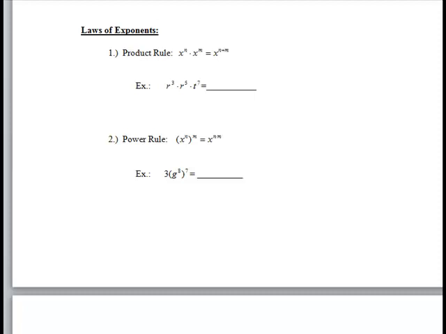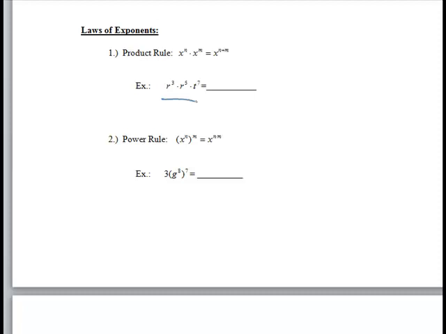The first one, the product rule. Product, of course, implies multiplication, so that's what's going on. We're multiplying 2 powers together that have the same base. So if you're multiplying 2 powers with the same base, you can simplify that by simply adding their exponents together. x to the m times x to the n simplifies to x to the m plus n power. Notice the base did not change, you only add the exponents.